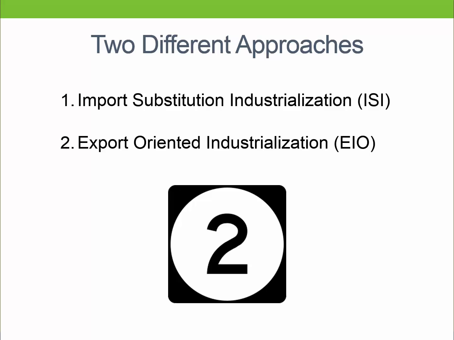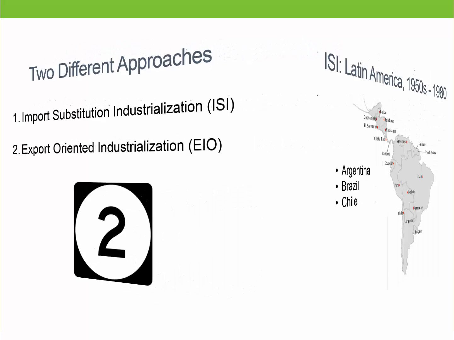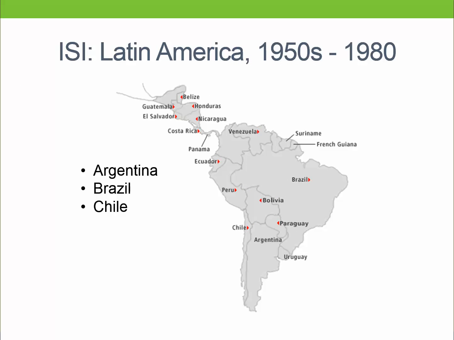In your textbook, EOI is referred to as the East Asian model, so they're synonymous here, just to clear that up. ISI is most associated with Latin America in the 1950s through the early 1980s. Other countries used it as well, like India and many African countries, but it's mostly associated with big Latin American countries like Argentina, Brazil, Chile, even Mexico.